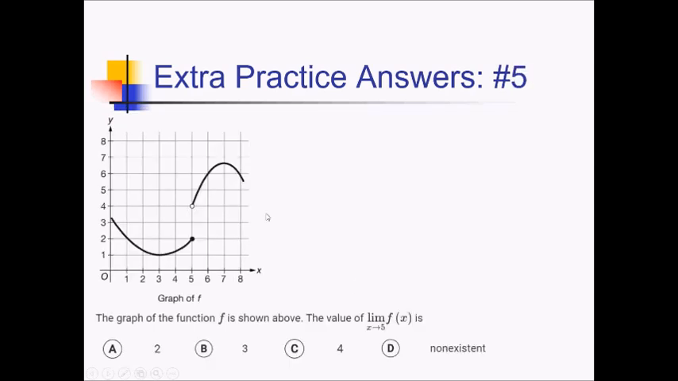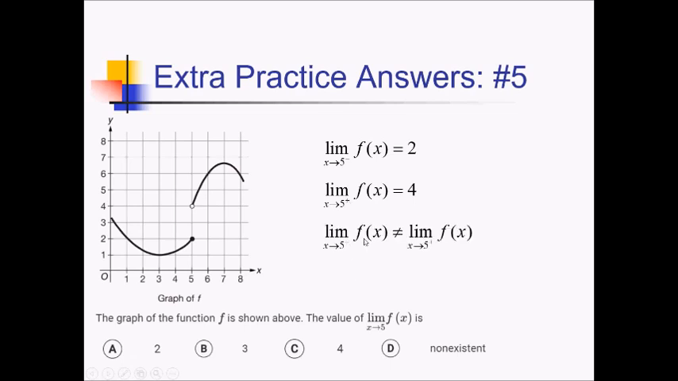For this problem, given the graph of f, we want the limit as x approaches 5 of f of x. We always have to look at the two-sided limit when we're doing these. As we approach 5 from the left side, we're approaching the y value 2. And as we approach 5 from the right side, we're approaching the y value 4. The left and the right-sided limits don't match up. That means the two-sided limit, which is what they're asking about here, does not exist, so that would be choice D.